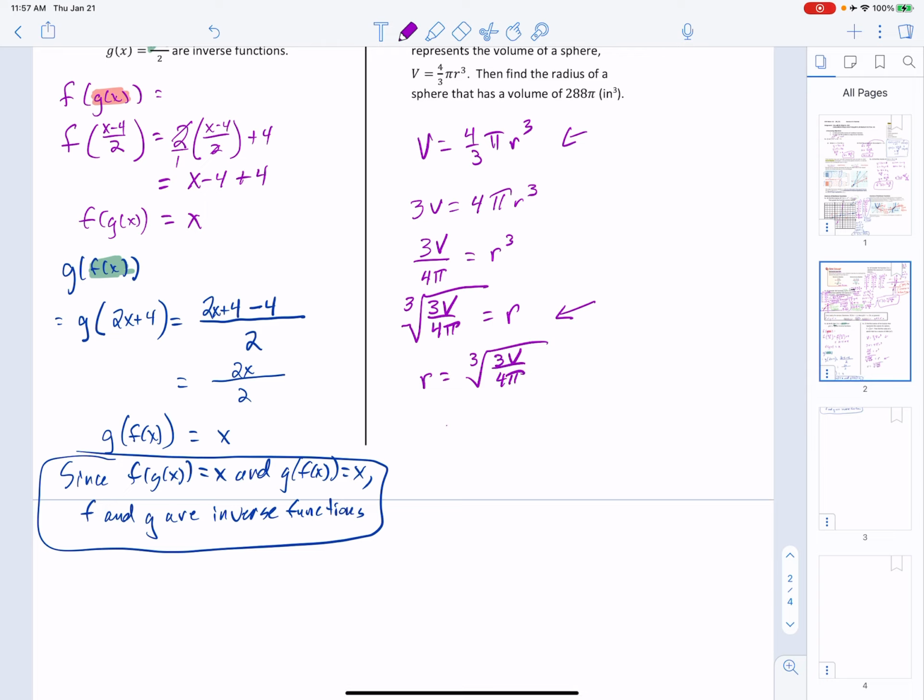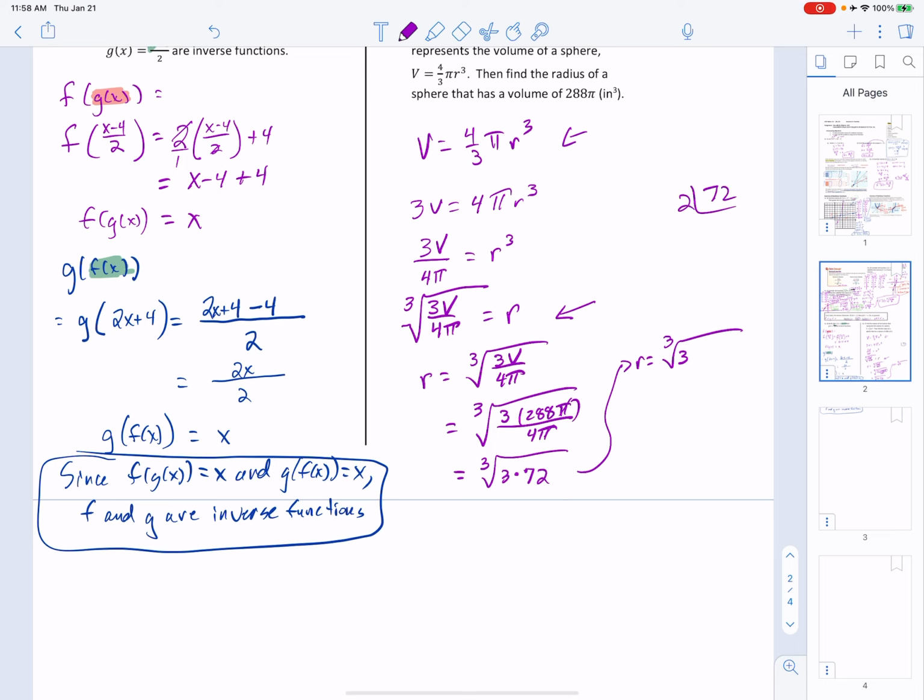And they said find the radius when the volume is 288 pi. And so the pi's will cancel, and I'm thinking 4 might go, 4 goes into 288, goes into 28, 7, and goes into 8 2 times. And so that radius, I'm going to think that 72 is 36.